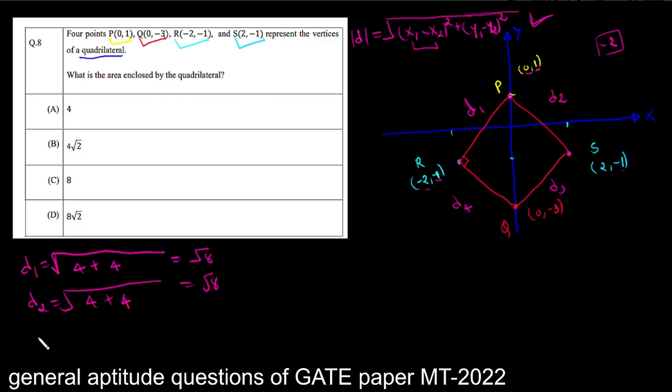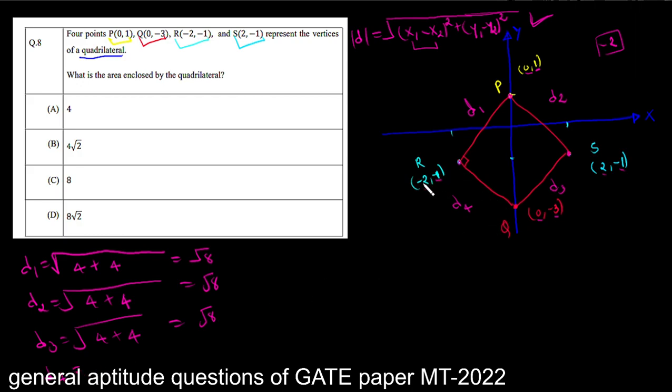The same way d3 is nothing but the distance between these S and Q vertices. Simply again the difference of the x coordinate here is 2, and 2 squared will be 4, plus the difference of the y coordinate, here negative 3, minus negative 1, so it will be plus 1. So negative 3 plus 1 will again be negative 2, and the square is 4 here, and the sum of those two numbers is again 8.